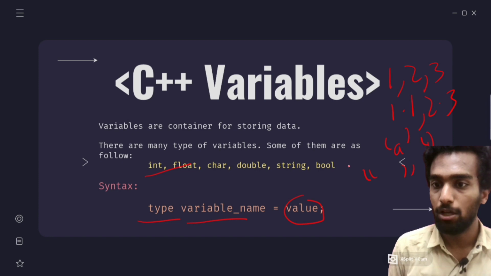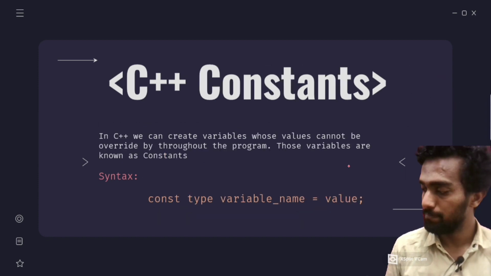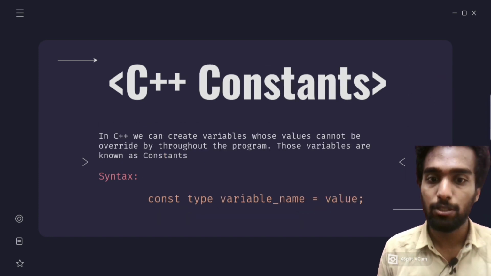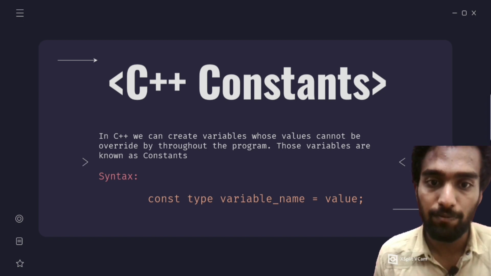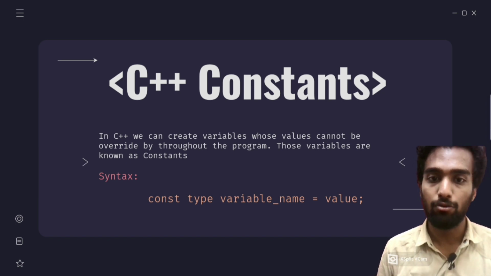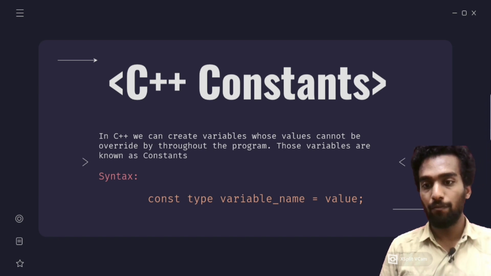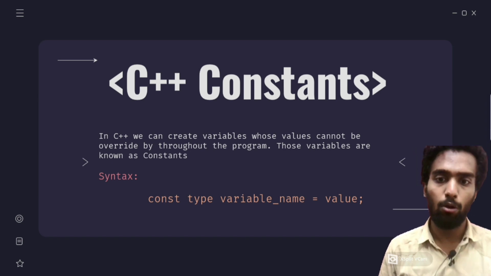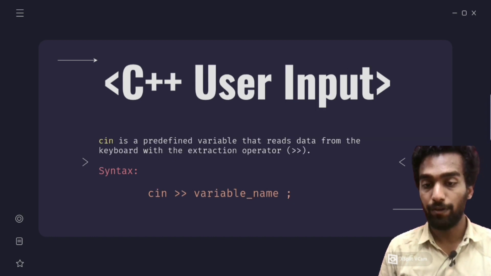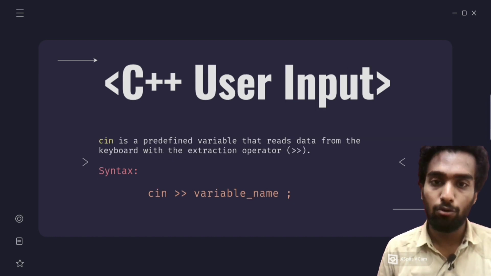Boolean is like true and false. What are C++ constants? In C++ we can create variables whose values cannot be overridden throughout the program. Meaning if we have given a value, it will stay constant throughout the whole program, we cannot overwrite it. So how to give the C++ user input?